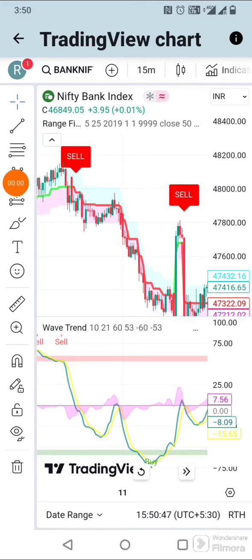When the Range Filter indicator gives you the sell signal, along with that the Wavetrend indicator gives you the sell signal, sell the call and hold it until the Wavetrend indicator gives you the buy signal.